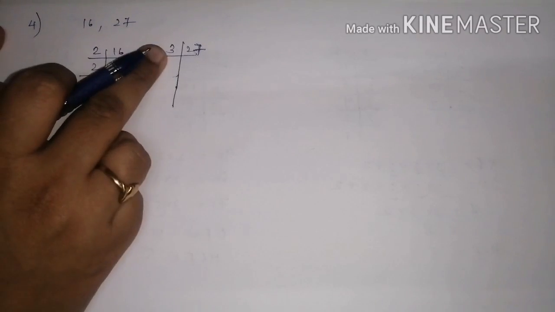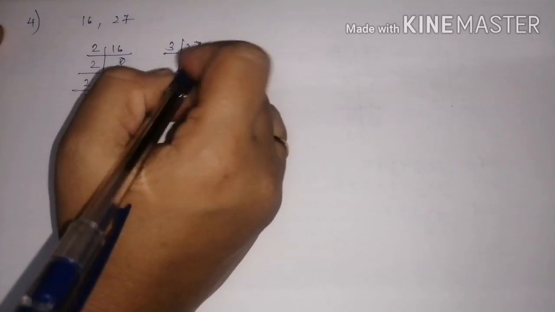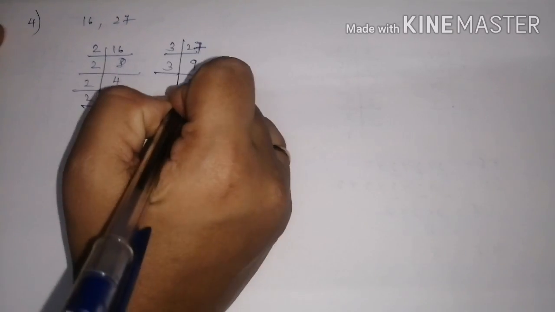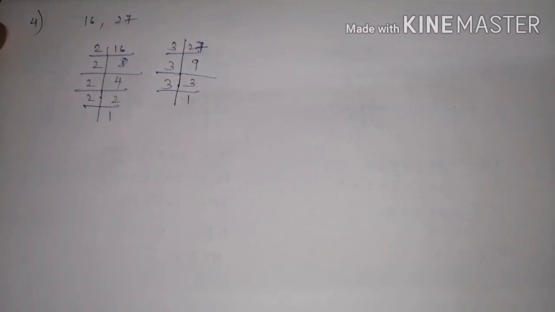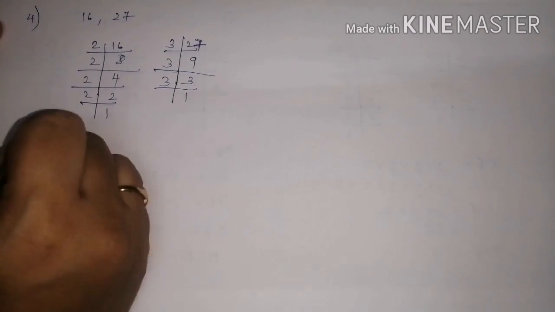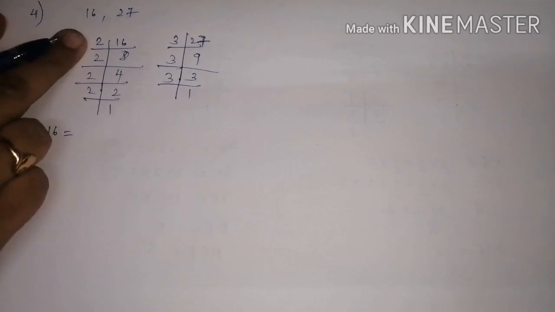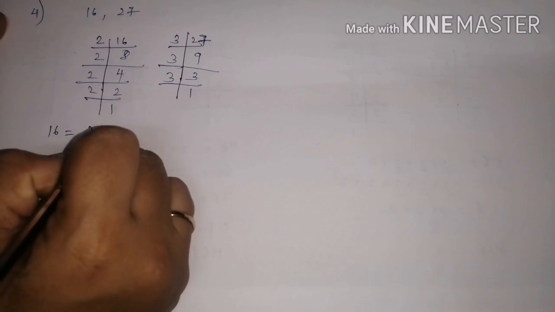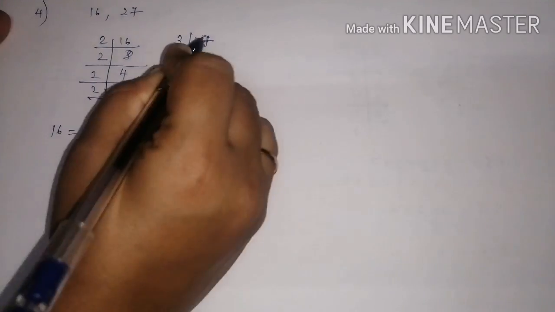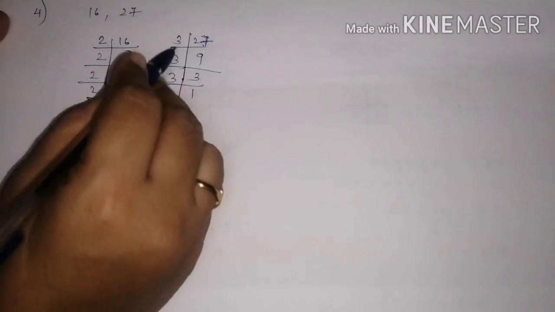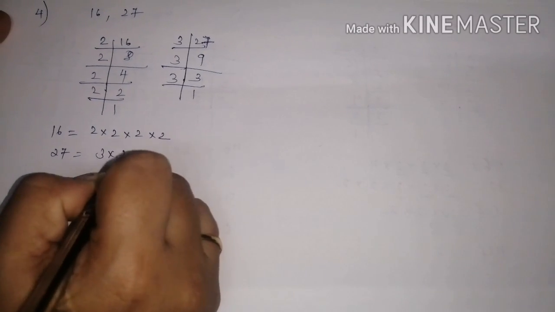3 is a prime number. So 3, what times is 27? 9. So 9 will come down. 3 3s are 9. 3 1s are 3. So we got all these factors. Write down the factors of 16: 2, 4 times. 2 into 2 into 2 into 2. 27: 3, 3 times. 3 into 3 into 3.